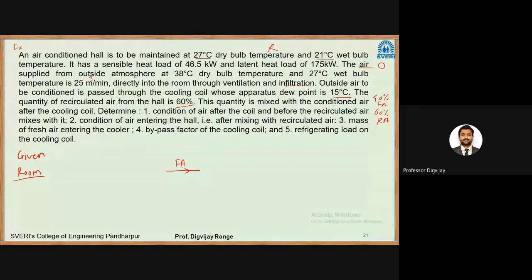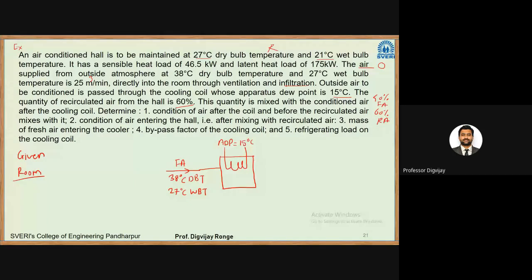This fresh air, its temperature is given 38 degrees Celsius DBT. Then its WBT is given, that is 27 degrees Celsius WBT. Okay, this is cooled first. Before mixing, it is cooled. So we have a cooler or cooling coil. There is a cooling coil like this. Its apparatus dew point, ADP, is given, that is 15 degrees Celsius.